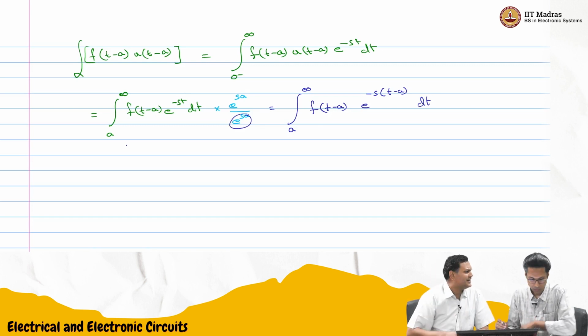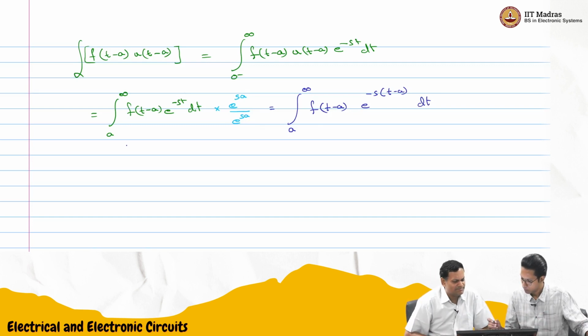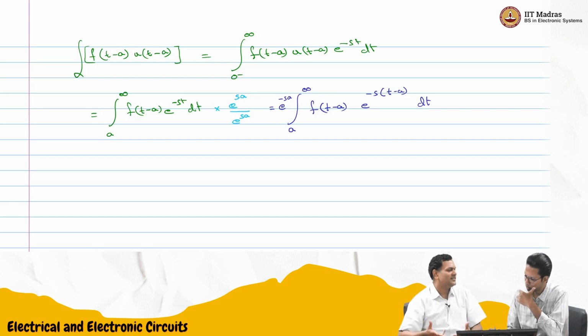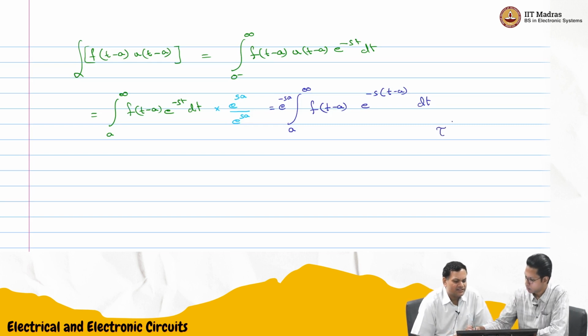And then this one, you can take it outside the integral. It is not a function of t. It has no other role there. So e power minus sa. Since this t minus a is there, and we are used to f of t inside the integral, let us just use another variable tau. We'll say tau is equal to t minus a.